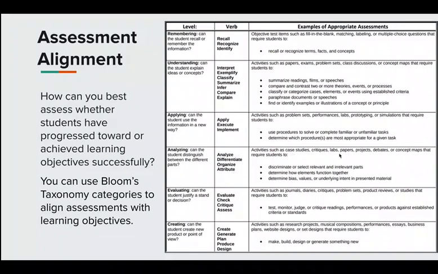Might be more appropriate to doing a paper or a project or a debate that requires students to discriminate or select relevant and irrelevant parts of an argument, to determine how different elements of information function together, to think about bias, values, underlying intent in presented material, things like that. So these are different cognitive tasks, and different assessments are appropriate if we want to think about whether students have achieved these objectives. So we'll be talking more about assessments in Module 5, I believe.